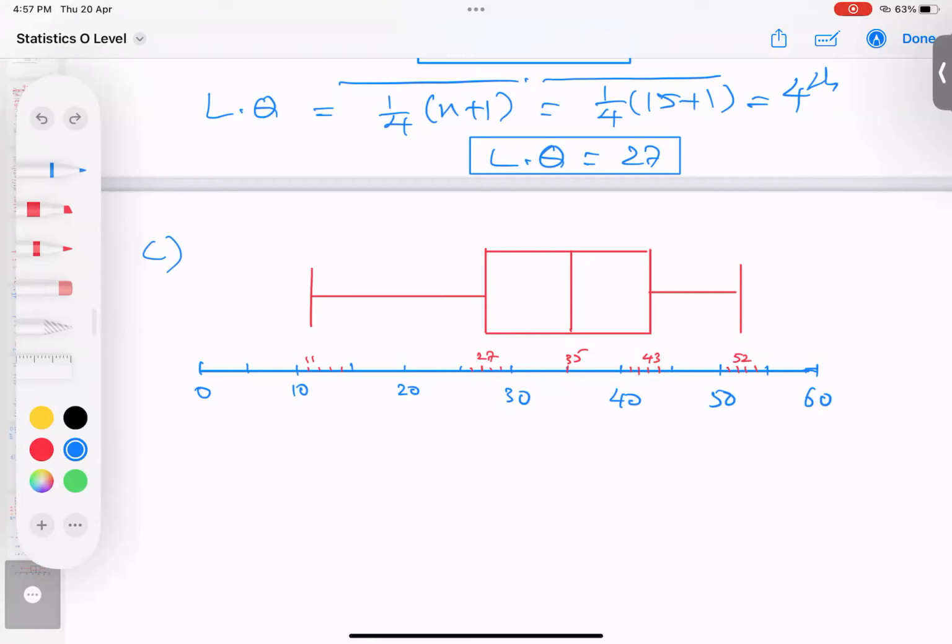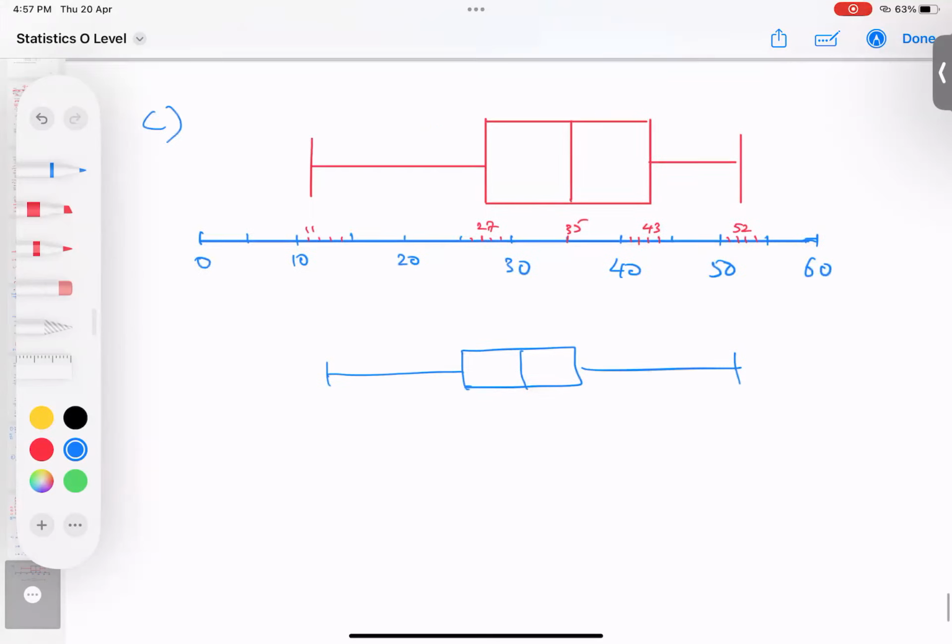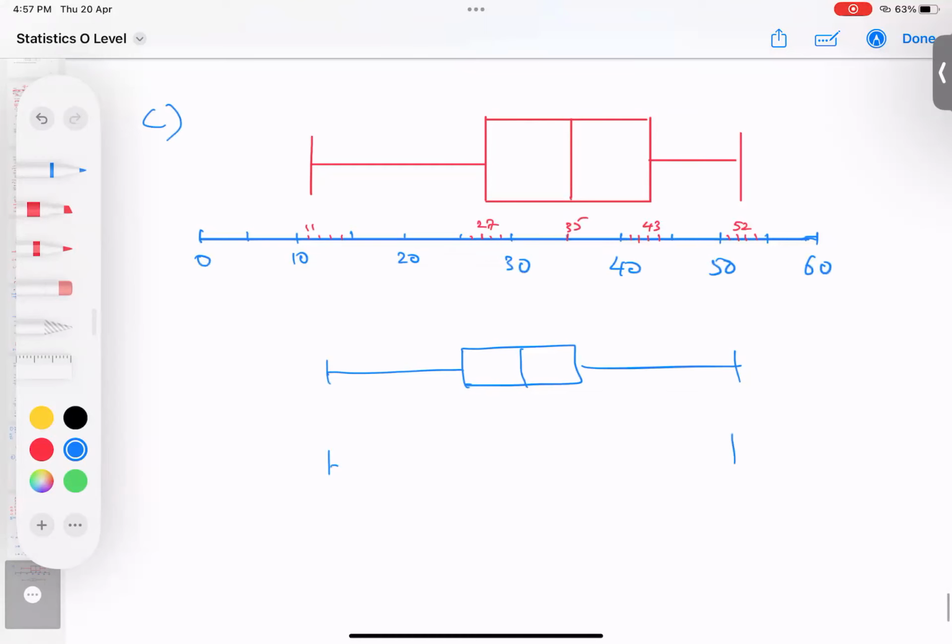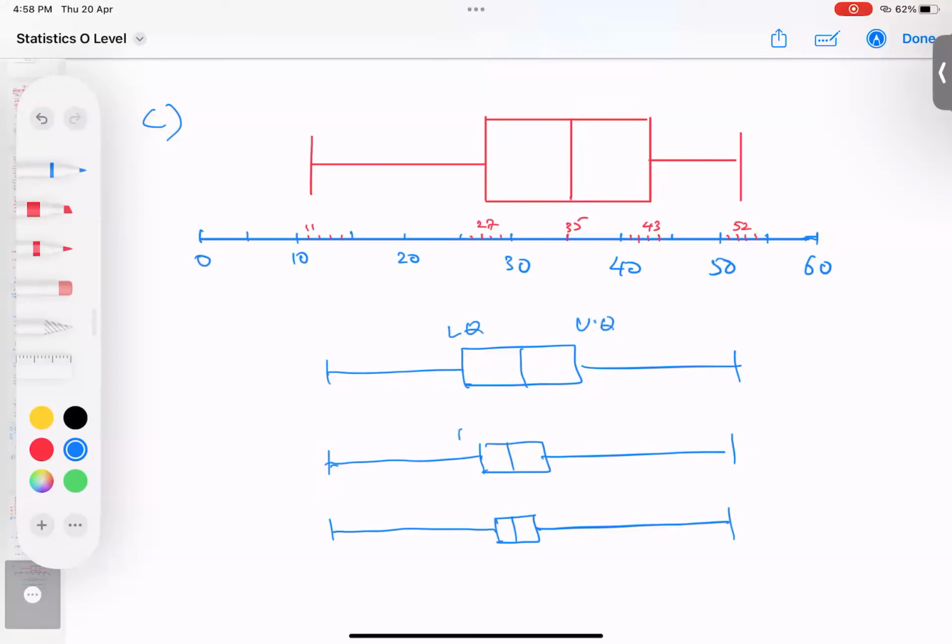I just give you an idea. This is one box and whisker. This is one sample I have just given you. The second sample is the same, but slightly compressed. In the third example, I'm giving you one more compressed. So what is the difference between these three diagrams? Here, lower quartile, upper quartile. Here, lower quartile, upper quartile. Here, lower quartile, upper quartile.